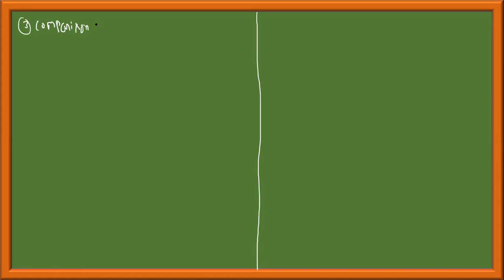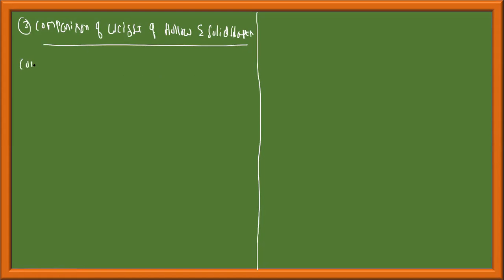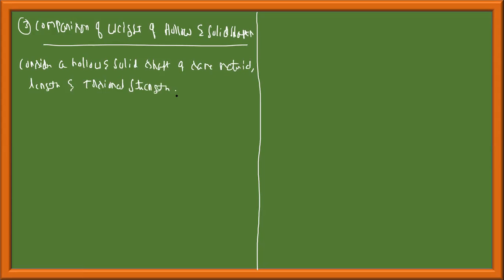Comparison of weight of hollow and solid shafts. Consider a hollow and solid shaft of same material, that is G, rigidity modulus, is same, length LH is equal to LS, and same torsional strength. Torsional strength is T by tau. T by tau of hollow shaft is equal to T by tau of solid shaft.